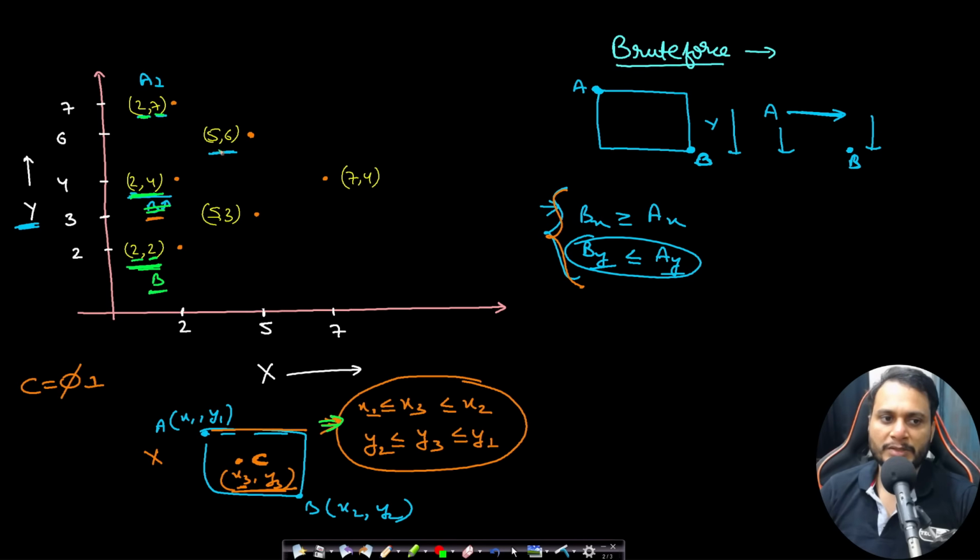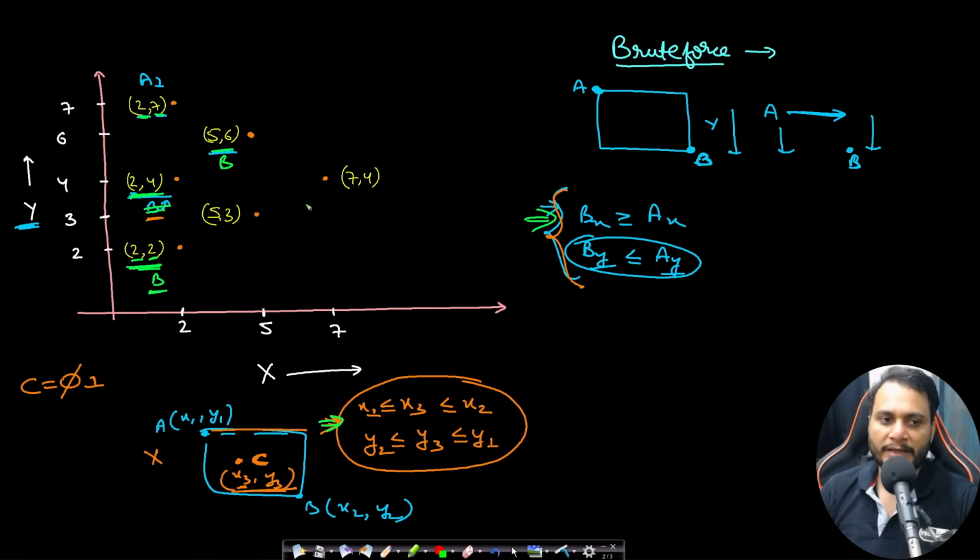Now we will move to the next point 5, 6 and consider this as B, because it satisfies the condition for B to be the bottom right corner, and I will check against the rest of the points and I will see if they are lying inside the rectangle or on the circumference.